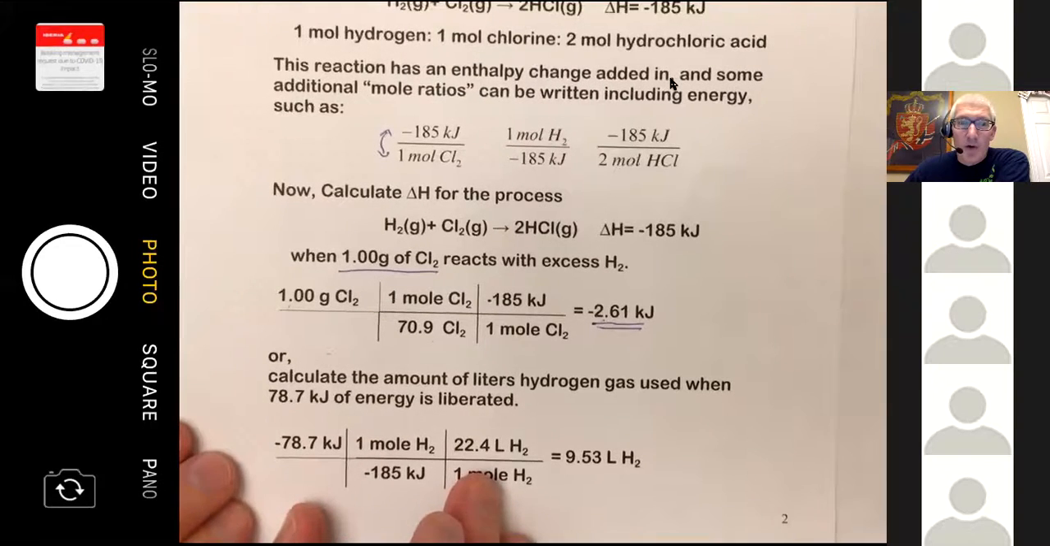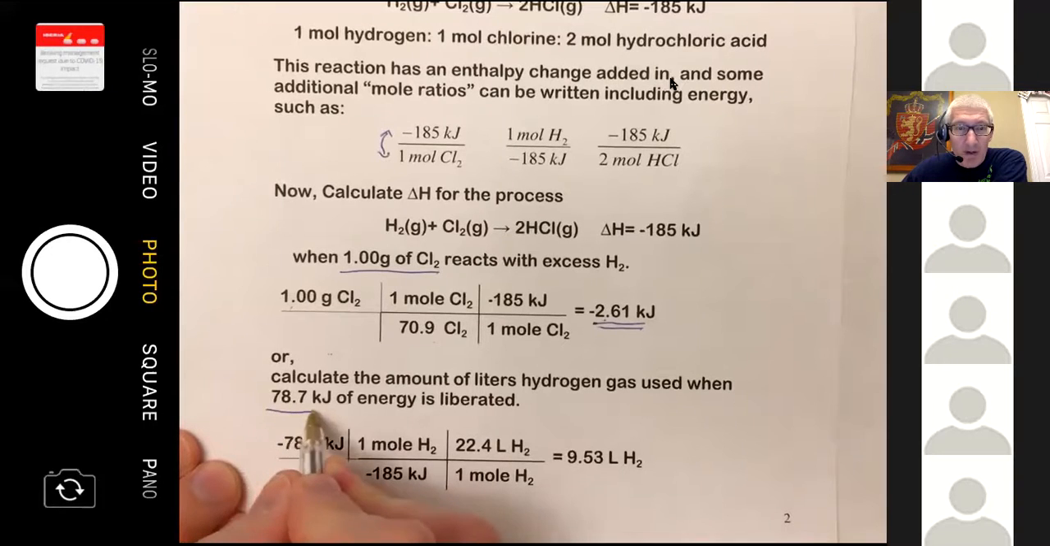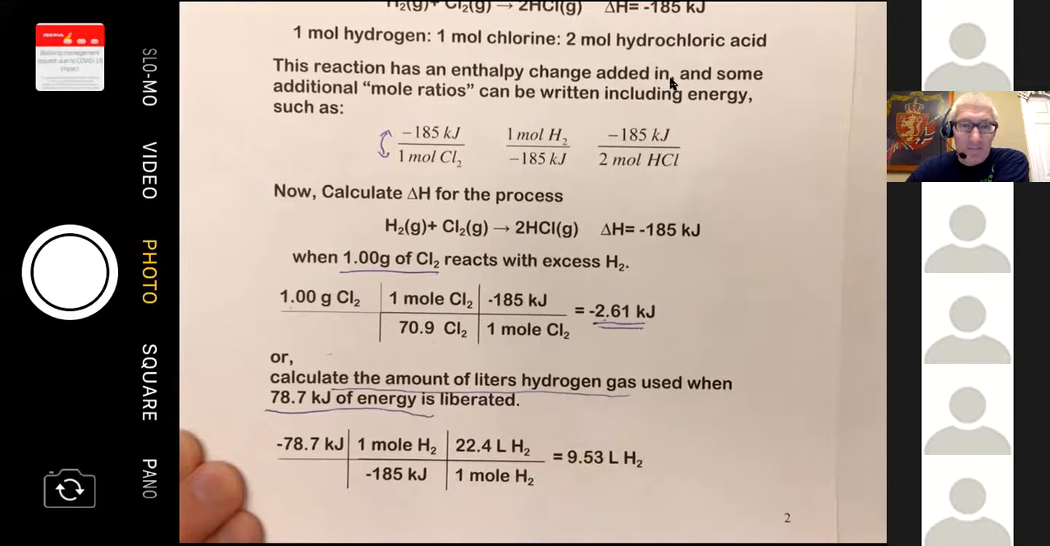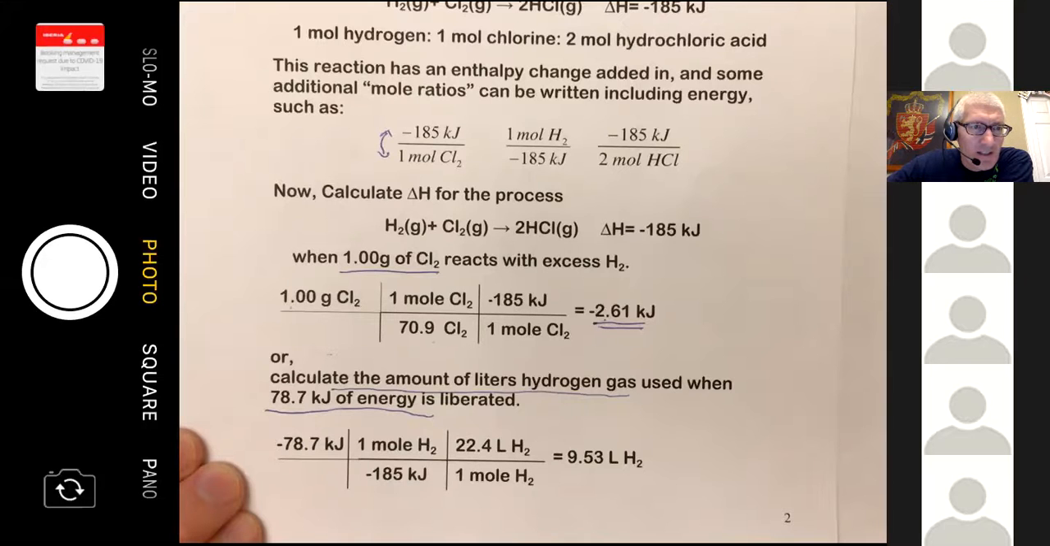We could also do another problem where I give you an amount of energy to start with, and I want to calculate the amount of liters of hydrogen gas. Let me pause before I get into this. Anybody need to ask a question before I plow forward here? All right, I'm going to keep going unless somebody speaks up.